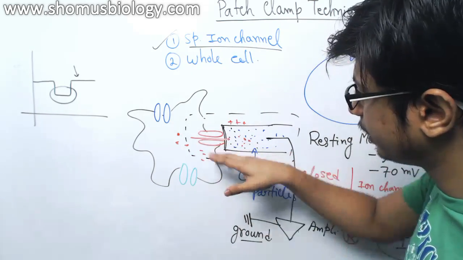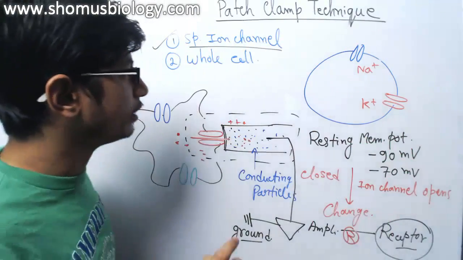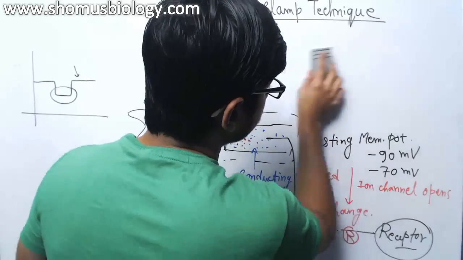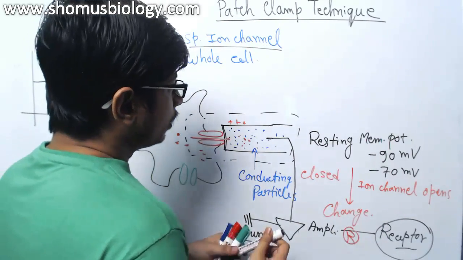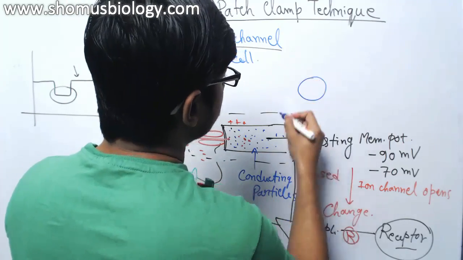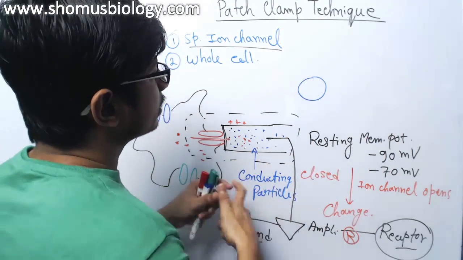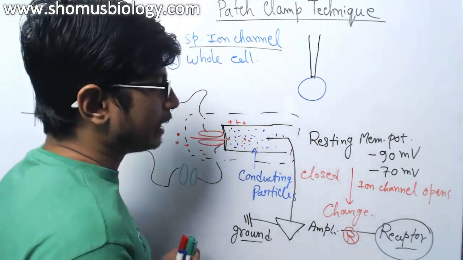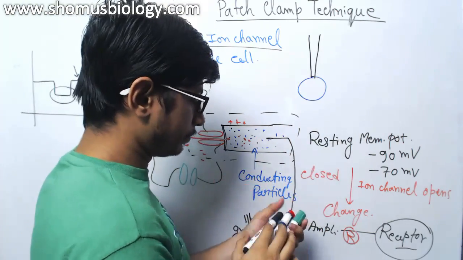So what happens actually, if I draw it sequentially, let me draw the different modifications from here. In this case, we have the cell. Let's say this is the cell, and this is the pipette we have. Now it's interacting with the cell. This is the on-cell type.